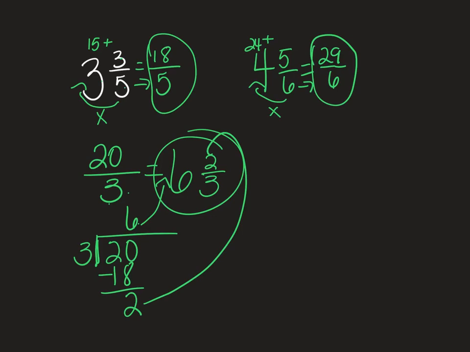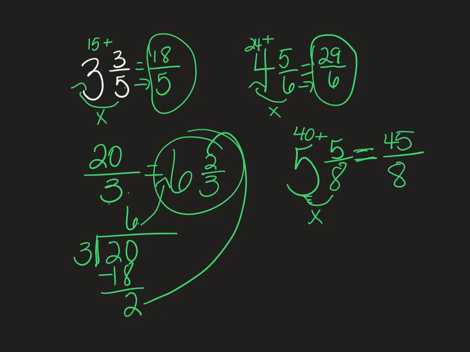Let's do another one of those. 5 and 5 over 8. Okay, so I'll give you time here, or you need to take time and pause this video and try to work it, and then come back and then watch me as I work it, okay? So 5 times 8 is 40. Plus 5 more would be 45. And the denominator stays the same.